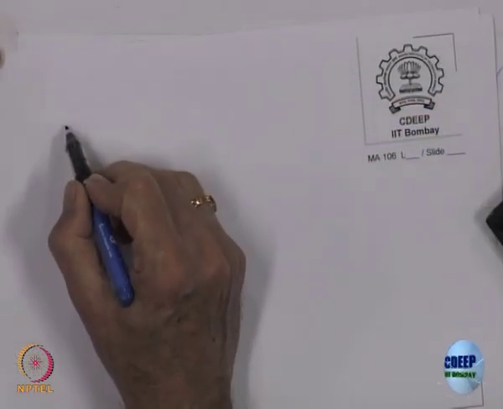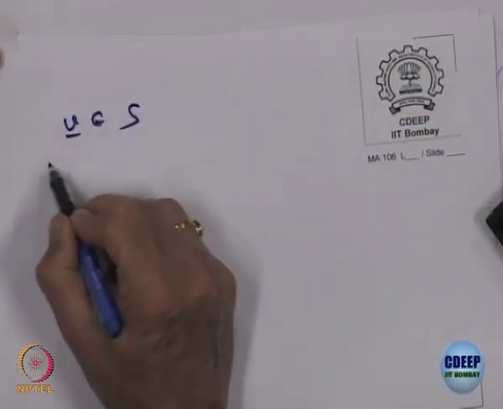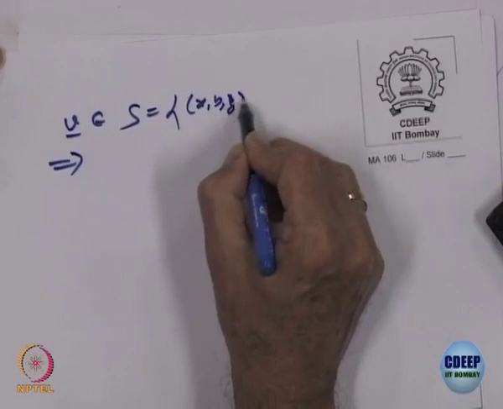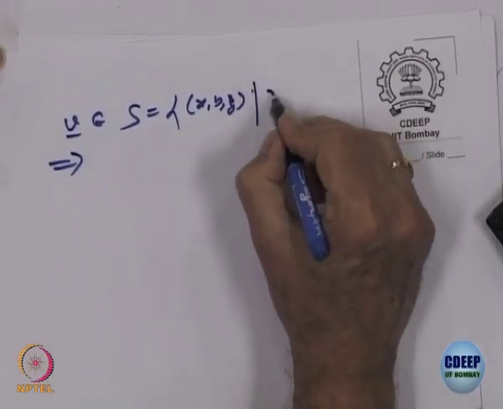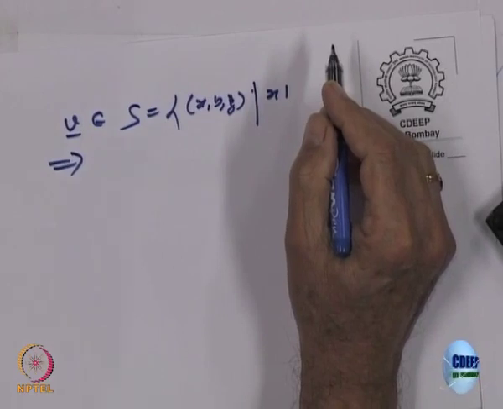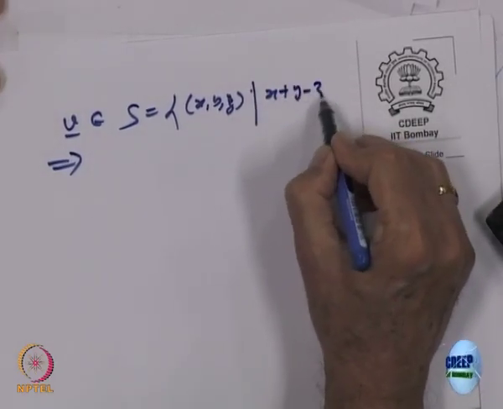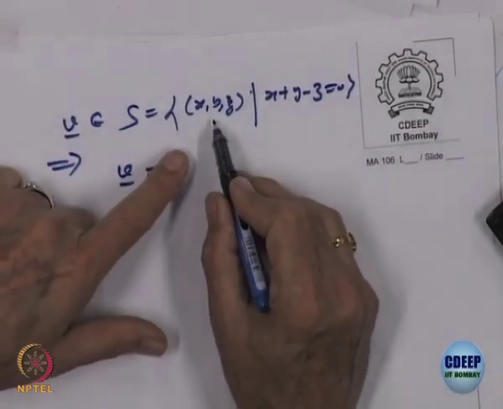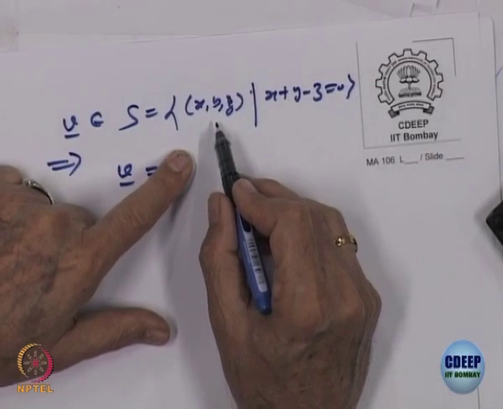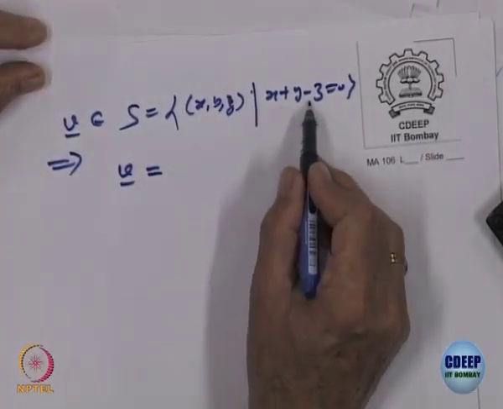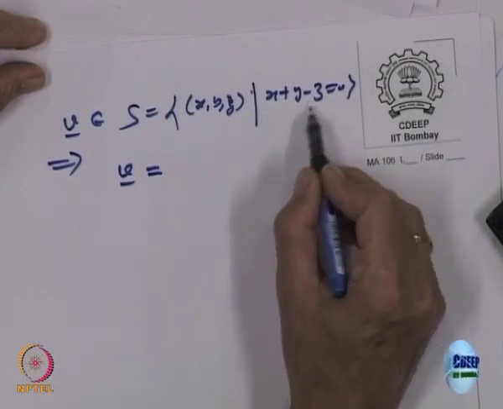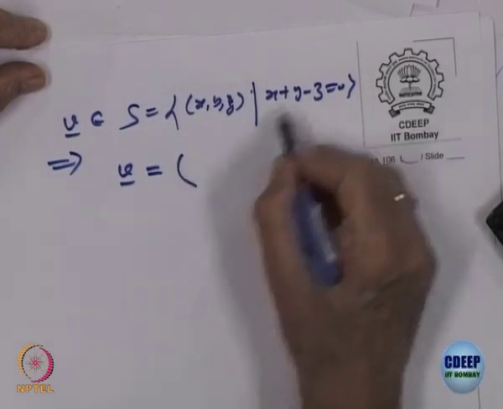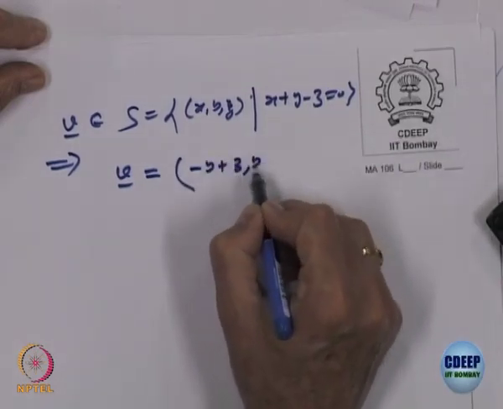Let us say what is the general solution. So, if a vector v belongs to S, implies what? What was S equal to? That is x, y, and z, such that x plus y minus z equal to 0. That means v is equal to, so what is the solution? What is x equal to? I can compute x in terms of y and z. So x is equal to minus y plus z, y and z. Is it okay?